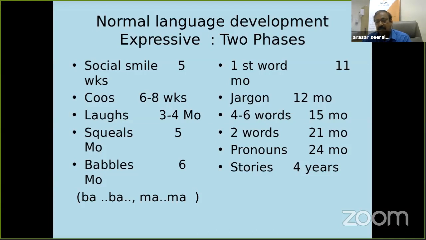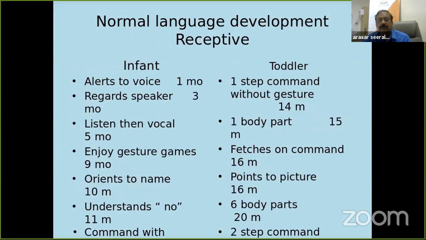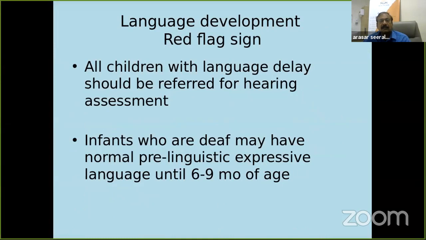And by 2 years, it must be at least combining 2 words and following some simple commands. And by 4 years, it must be capable of reciting stories. So see the number of normal language development skills that you see in infants and toddlers. And the red flags: all children with language delays should be referred for hearing assessment.